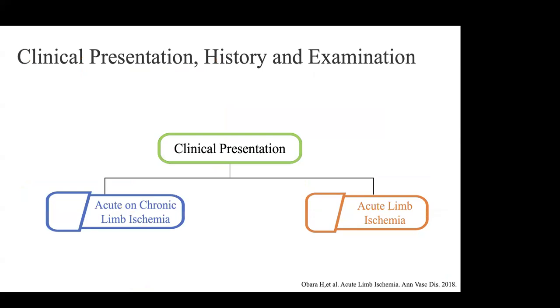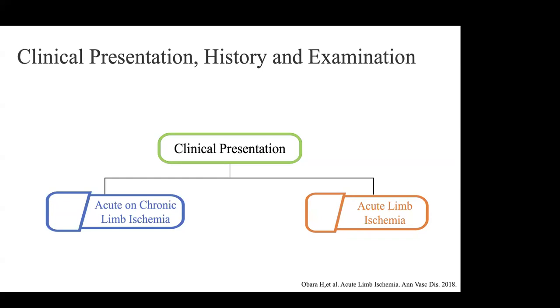Going to the clinical presentation, the clinical presentation can be in the form of either acute on chronic limb ischemia or acute limb ischemia. The clinical presentation in an acute arterial occlusion will depend upon the time course of the occlusion, the location of the affected vessel, whether there is an underlying vascular disease, and whether there are collateral channels which have already formed. Symptoms can develop over a period of hours to days.